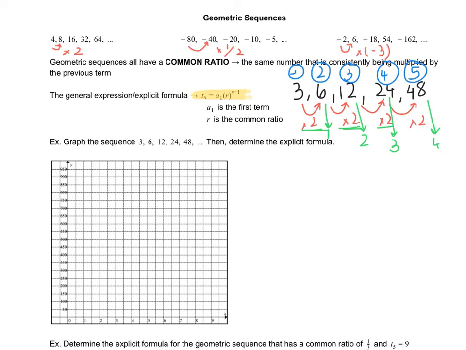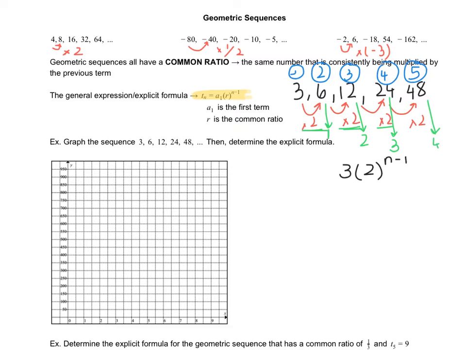So to get to any number, you're multiplying by that common ratio 1 less than the position number you're in. So for the fifth term, I multiplied by 2 4 times. And I multiplied 3 by 2 4 times. So if I wanted the 11th number, I would be multiplying by 2 10 times, 11 minus 1 times. So let's try to set up that explicit formula for this specific sequence. So my first term is 3, and I'm multiplying by 2 n minus 1 times.